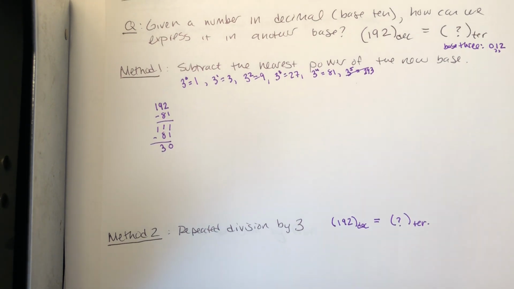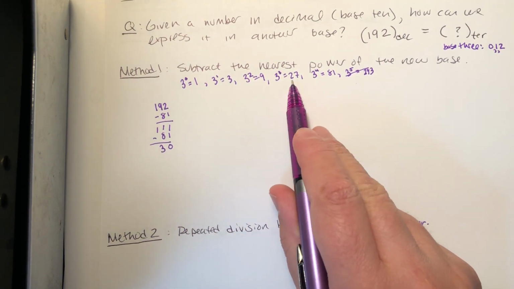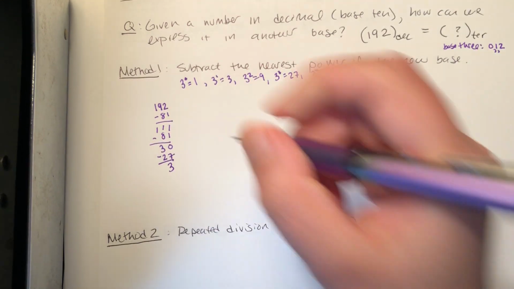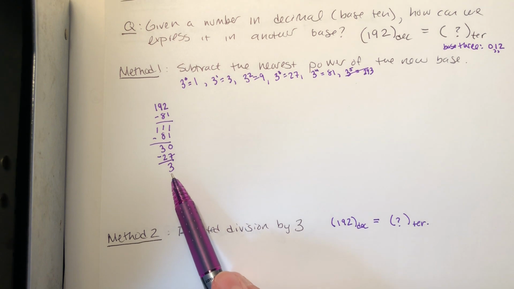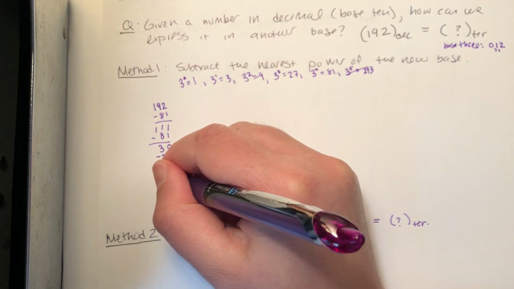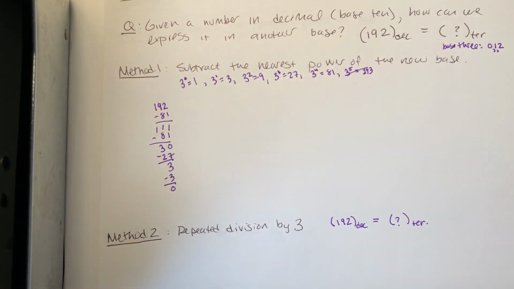Now what's my nearest power of 3 to 30? Well, that would be 27. So subtract 27. I'm left with 3. Now I subtract the nearest power of 3. That's just going to be 3 to the 1. And then I get to 0.